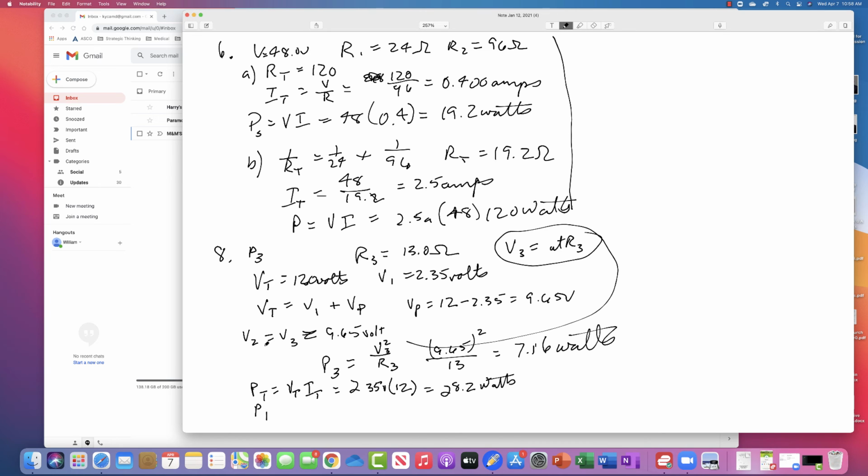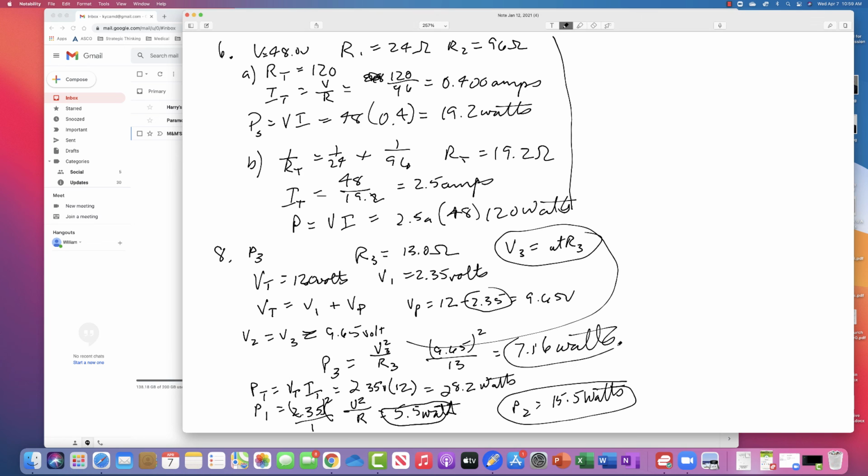The power at the first resistor is going to be equal to this 2.35 squared over 1 ohm resistance. This is V squared over R. And so it's 2.35 squared over 1, or 5.5 watts. And P2 is going to equal 15.5 watts. So if you add P2 plus P1 plus P3, you get the total. In other words, what they want to show is that the power used at each resistor, if you add those up, equals the total power used in the circuit.